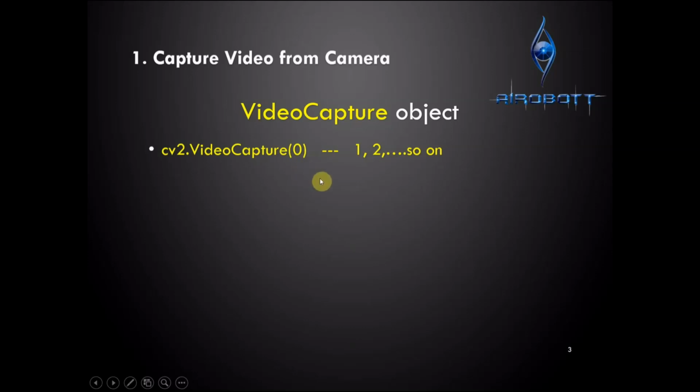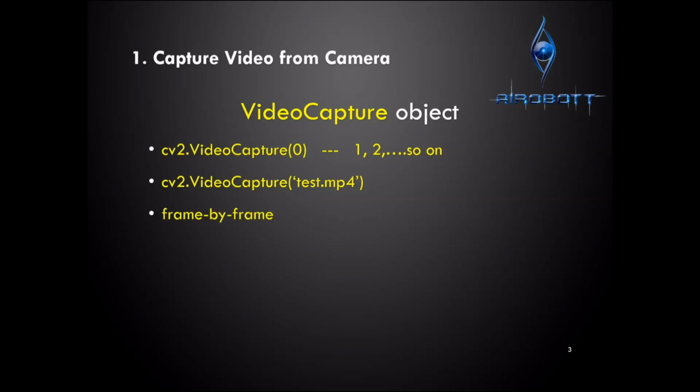If you have more than one camera, you can pass the arguments as 1, 2, 3, just like this, as the index. If you want to play a video, you have to give the video file name as the argument. Here test.mp4 is the video file name that is given as an argument to the video capture object. It reads frame by frame. After that, you can capture frame by frame.